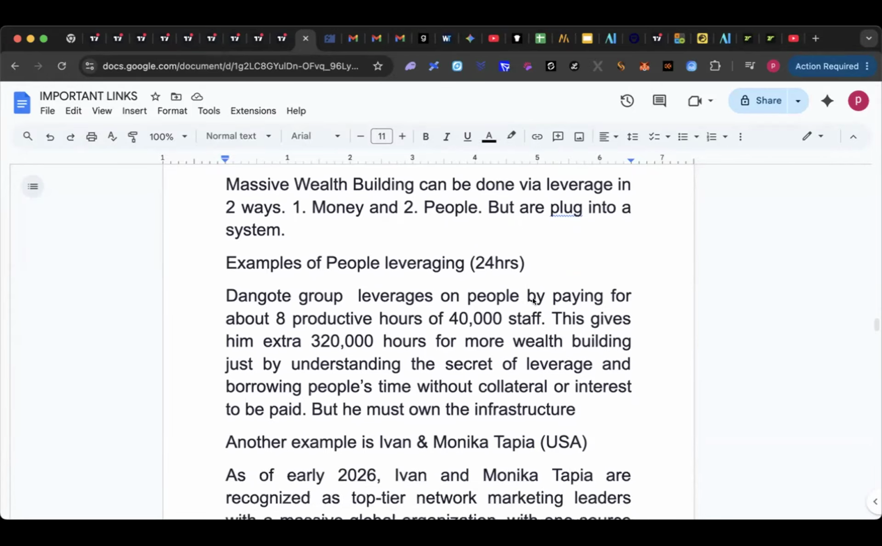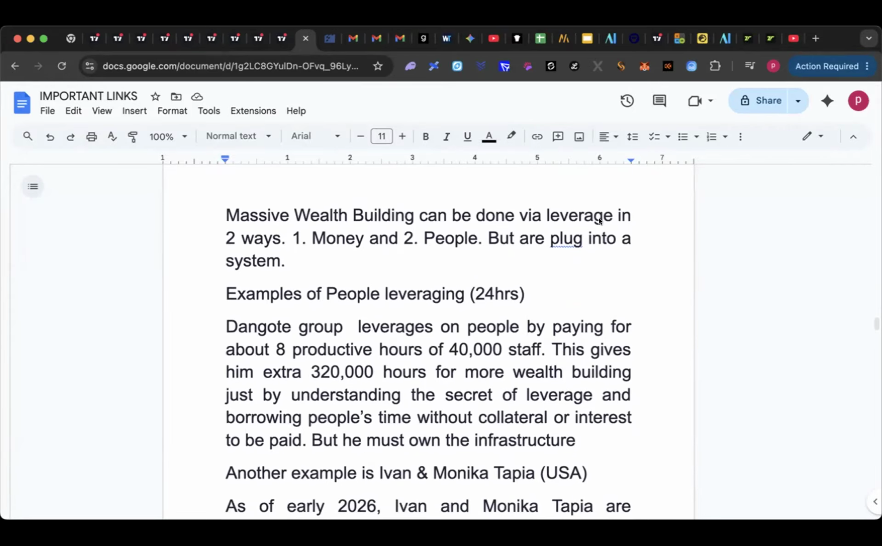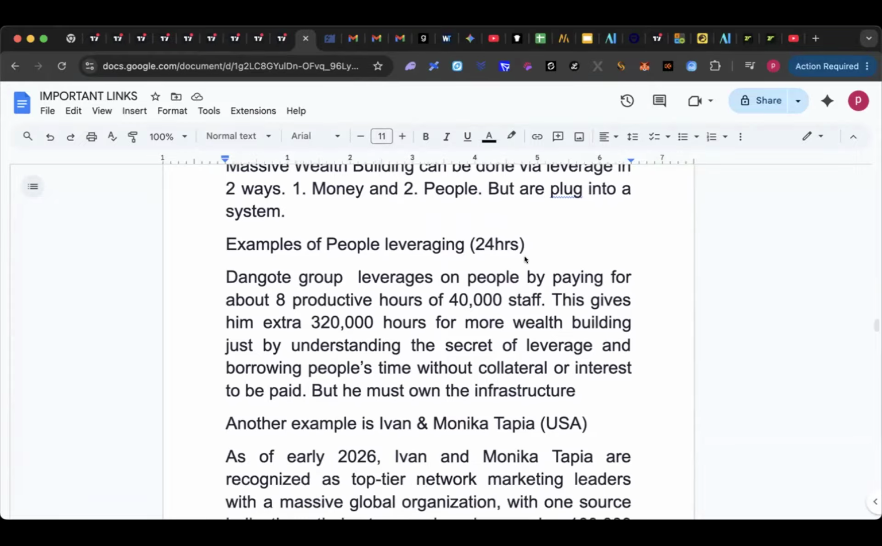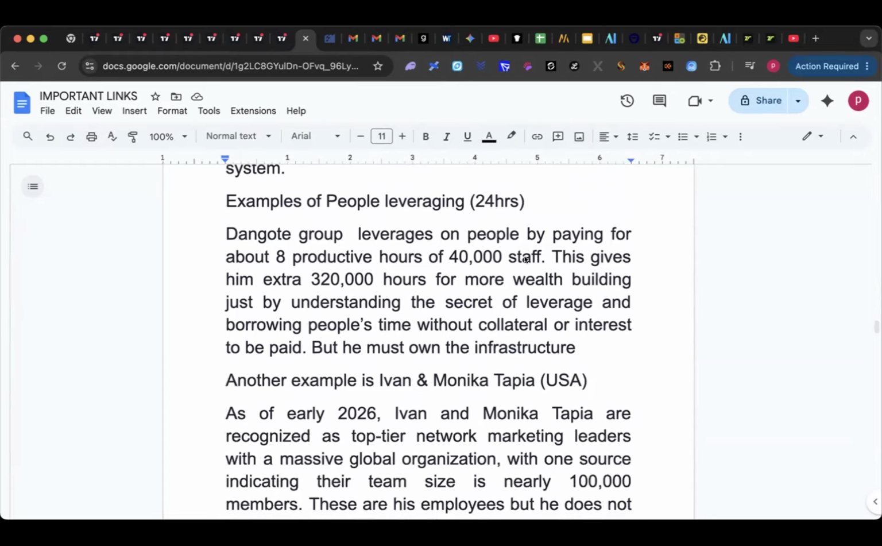So, examples of leverage. Leverage is in two ways: money leverage and people leverage, but they are plugged into a system. If you understand a system, plugging into it, you can leverage with your money. You have a bulk of money, you leverage. You are a liquidity provider, you are leveraging. Then people leverage is another model. Now, quickly, let me show two examples of people leverage and one example of money leverage.